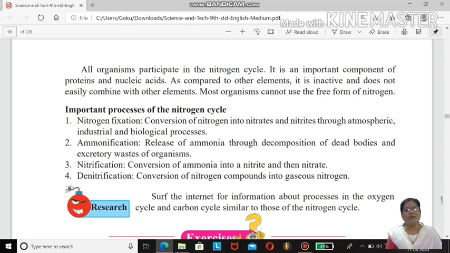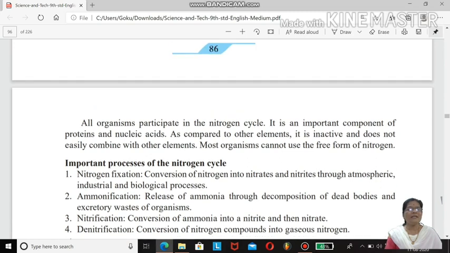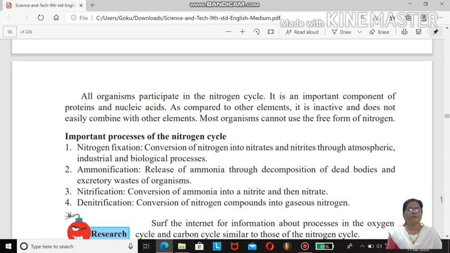Then nitrification, conversion of ammonia into nitrite and nitrate, is called nitrification. Then denitrification, conversion of nitrogen compounds into gaseous nitrogen, is called denitrification. These are the important processes of the nitrogen cycle: nitrogen fixation, ammonification, nitrification and denitrification.